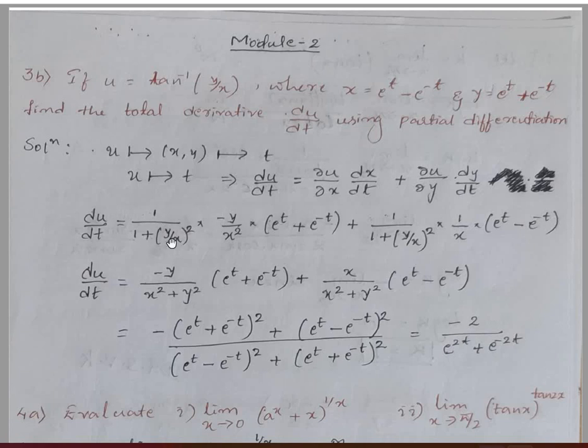Simplifying this term, taking LCM as x square in the denominator, x square gets cancelled. I got the value as minus y by (x square plus y square) into (e power t plus e power minus t).